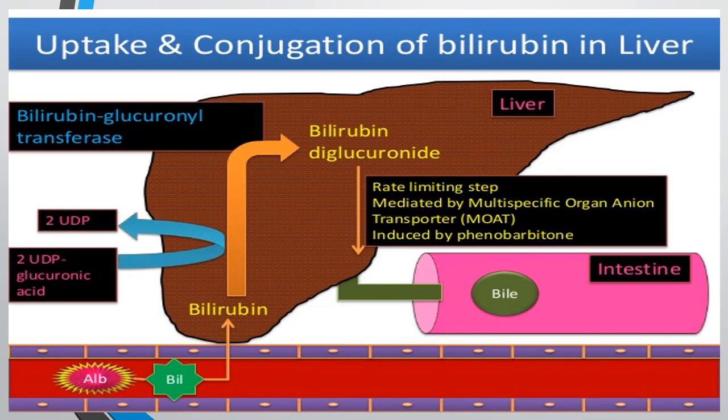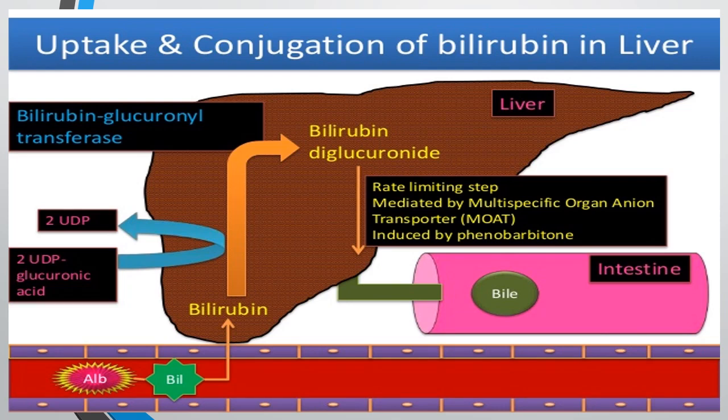Step 2, uptake and conjugation of bilirubin in liver. The albumin-bilirubin complex enters the liver where bilirubin dissociates and is taken up by the liver by carrier-mediated active transport, and it is conjugated with 2 molecules of glucuronic acid, which is supplied by 2 molecules of UDP glucuronic acid. This reaction is catalyzed by the bilirubin glucuronyl transferase enzyme and results in the formation of water-soluble bilirubin diglucuronide.